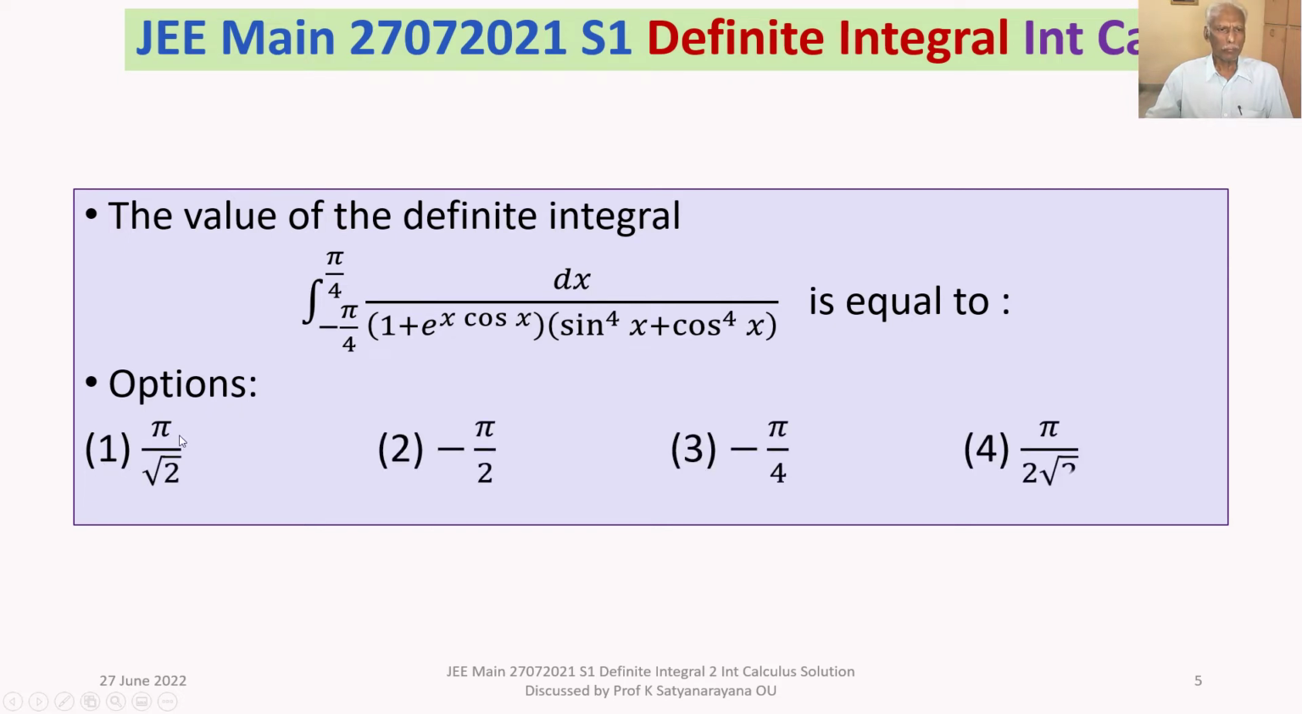Option 1, pi by root 2. Option 2, minus pi by 2. Option 3, minus pi by 4. Option 4, pi by 2 root 2.